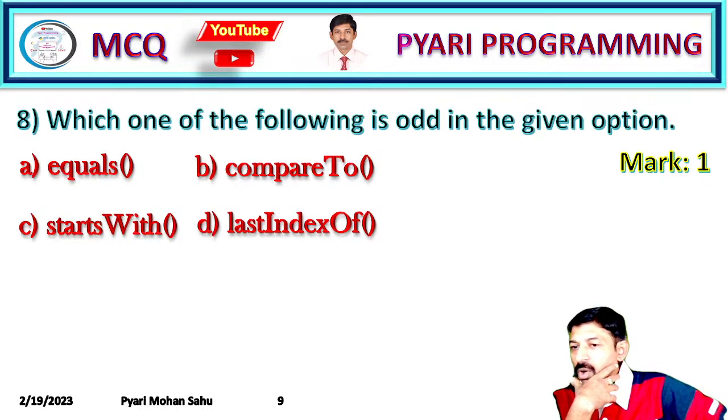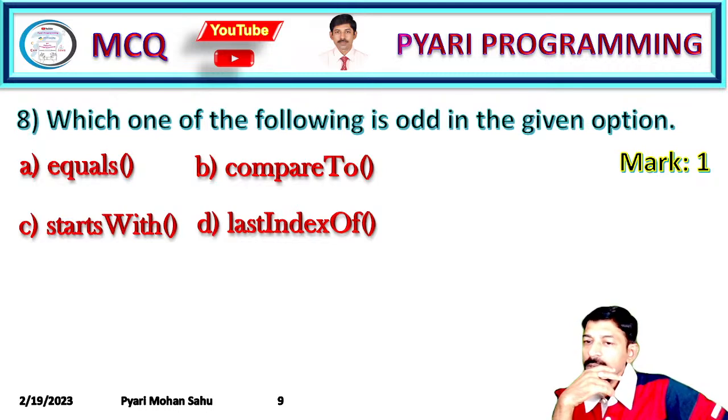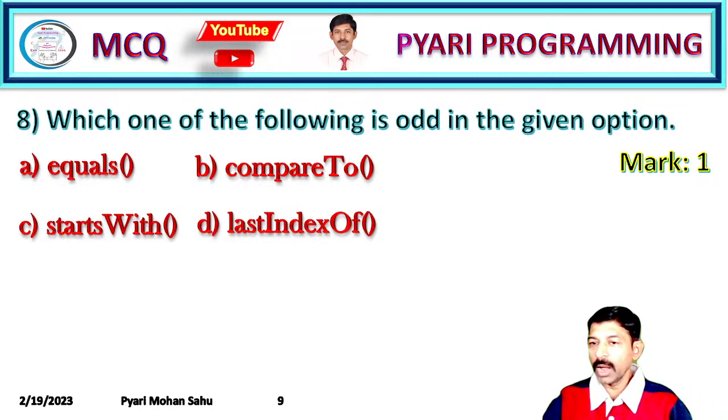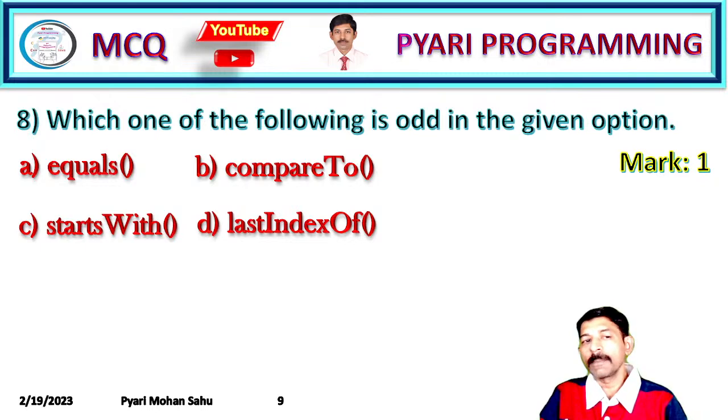Because the rest all have Boolean return type. Yes, good. Sanchita, 8D, because others are methods for comparing. Good. Only equals will return a Boolean value. Starts with also returns a Boolean value. Megha, starts with, ends with, this will also return your Boolean value. But last index of will return your integer.